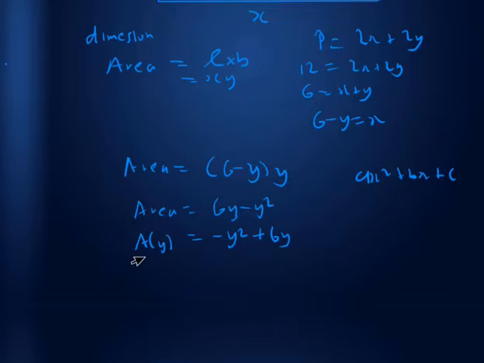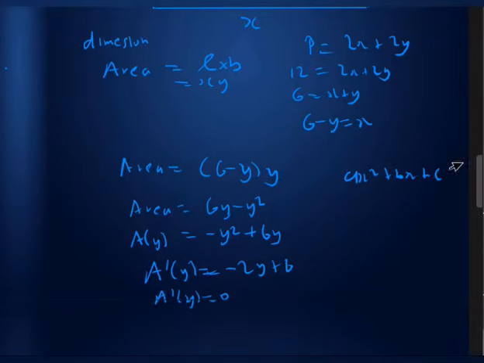So how do we get the maximum or the minimum value? We always have to first get the first derivative, right? When we get the first derivative, it's going to be equal to minus 2y plus 6. And then we always have to say the first derivative is equal to 0. There is a mark for that. So whenever they ask for maximum or minimum of something, always get the first derivative and make it equal to 0.